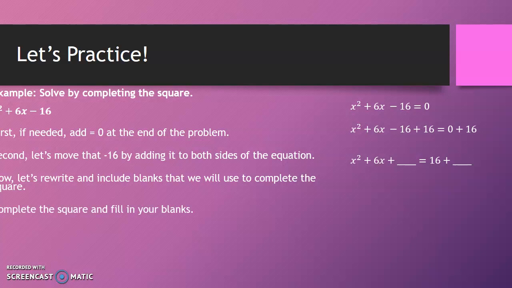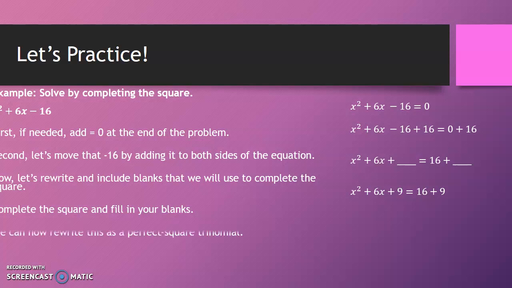So complete the square like we just did. We're going to take half of our 6, because that's our b term, which would be 3, and 3 squared is going to be 9. So I rewrite it with those 9's in place of those blanks. So x squared plus 6x plus 9 equals 16 plus 9.